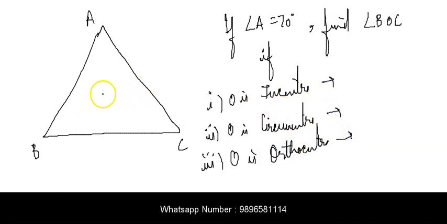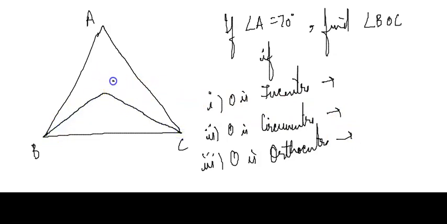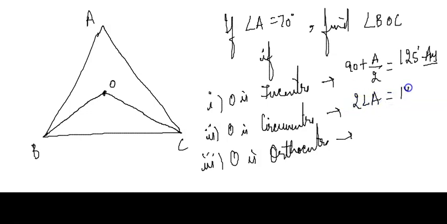So if O is the incenter, we need to calculate this angle BOC. Let us say this point O is the incenter. For the incenter, angle BOC will be equal to 90 plus A by 2. A is given as 70, so 90 plus 35, it will be 125 degrees. In case O is the circumcenter, angle BOC will be equal to 2 times angle A. So your answer should be 140 degrees.